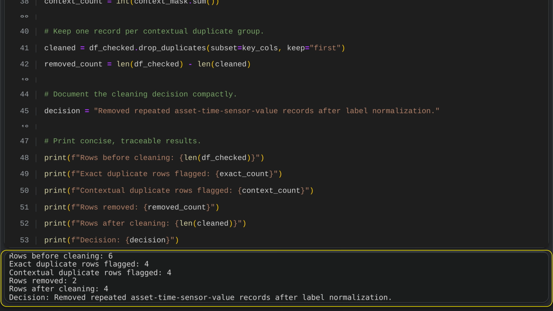This script cleans a small set of vibration and temperature readings by finding duplicate records and standardizing asset names. It checks for exact duplicates across all columns, then identifies contextual duplicates after making labels consistent. Redundant rows are removed while keeping the first record in each group. The output reports the row counts before and after cleaning, the duplicate counts, and the number of removed rows, with the removal decision documented for traceability.